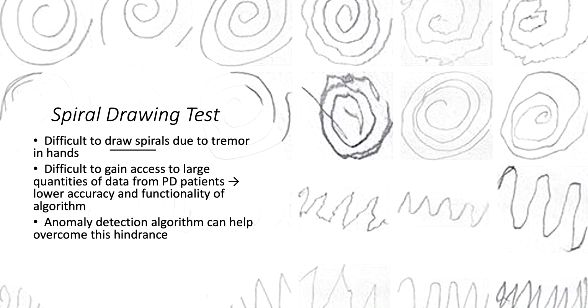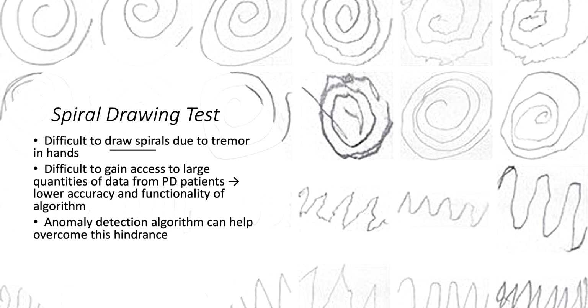Patients with Parkinson's typically experience a tremor in their hands or fingers, making it difficult for them to draw spirals, which is a simple task for healthy people. Thus, spiral drawing classification is considered a possible method to test for PD, but it has yet to improve. As it is typically difficult to gain access to large quantities of data from PD patients, the limited size of the data set lowers the accuracy and functionality of an algorithm in a deep learning system.